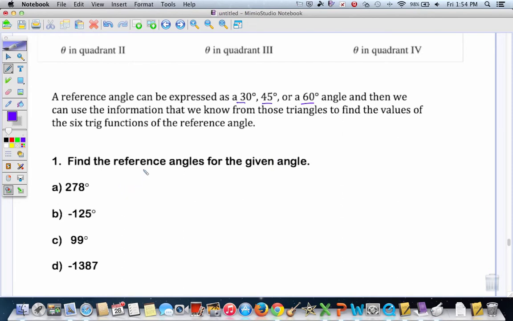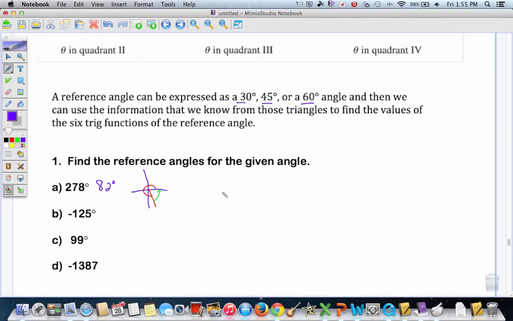Letter A says we have a 278 degree angle. If I were to sketch that very quickly, 278 degrees would be down here in quadrant number 3, just past the 270 mark. But we're going to measure that not to the y-axis or as a standard position. We're going to measure that from the terminal side to the nearest x-axis, and if we measure that as a reference angle, we're going to get a reference angle of 82 degrees. That's the angle measured from the terminal side to the x-axis.